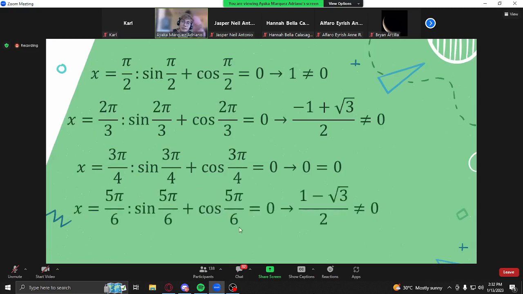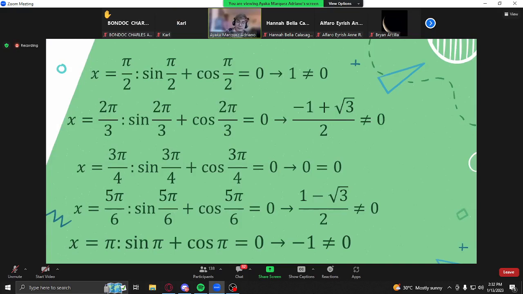Para sa 5 pi over 6, hindi siya. Ganon din sa 180 degrees. So, isa lang yung exact value ng x. And it is 3 pi over 4 radians. What is the equivalent in the degree measure? Can you give me the degree measure?